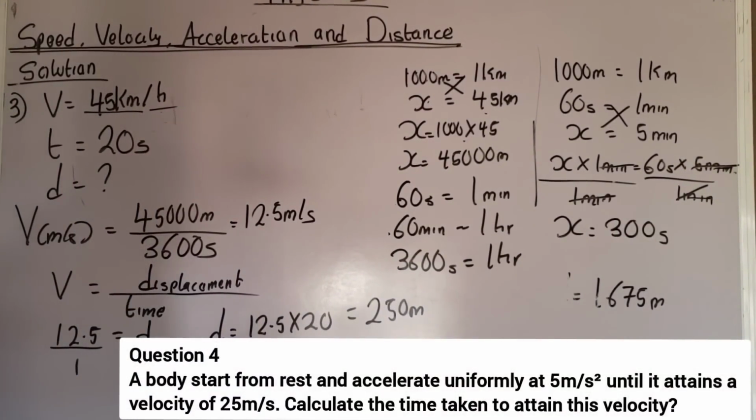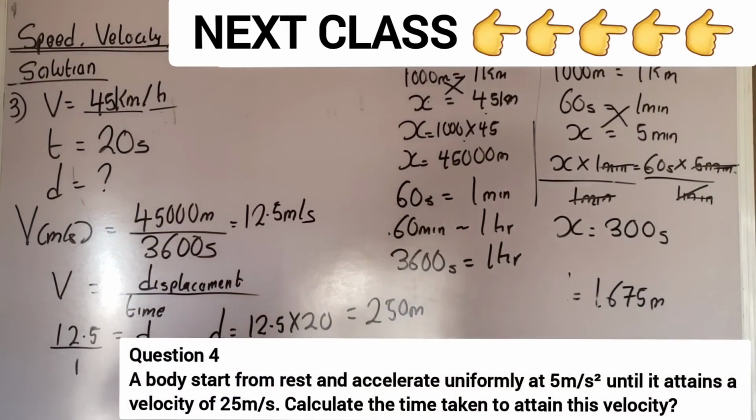Question 4. A body starts from rest and accelerates uniformly at 5 meters per second squared until it attains a velocity of 25 meters per second. Calculate the time taken to attain this velocity.